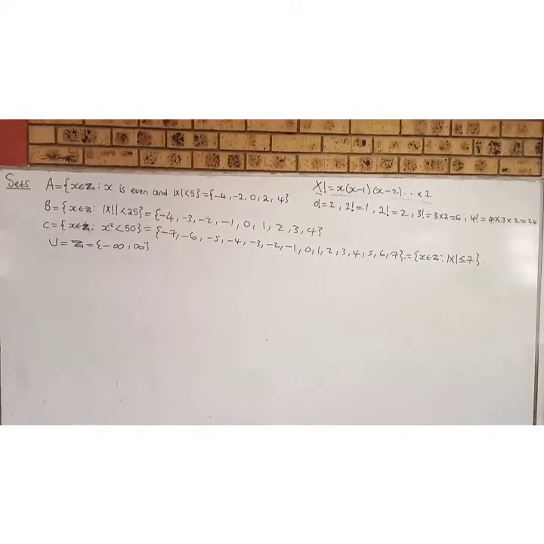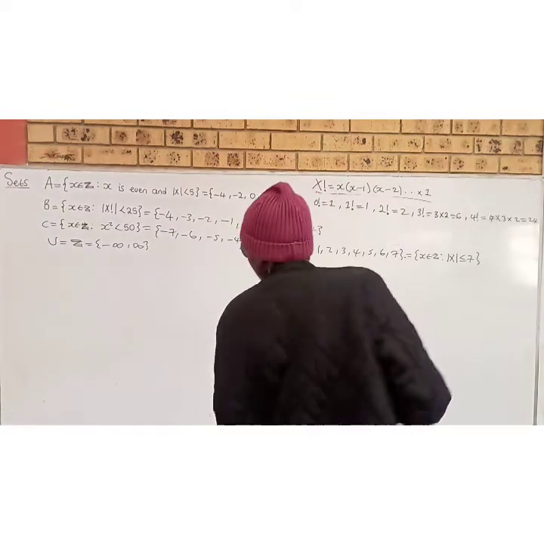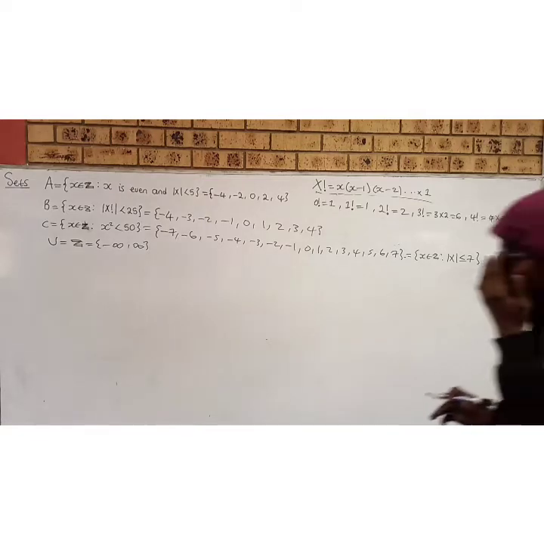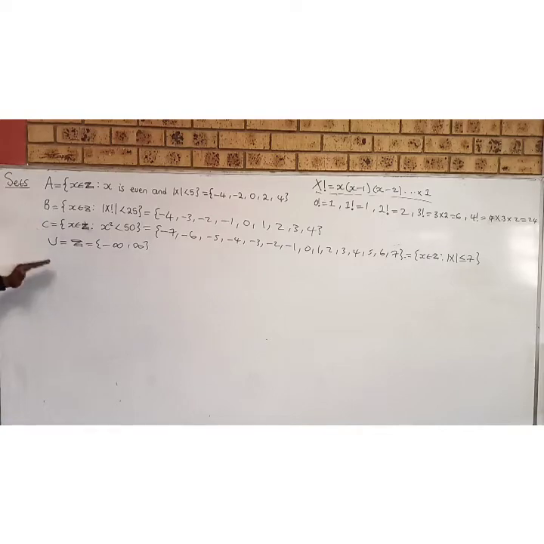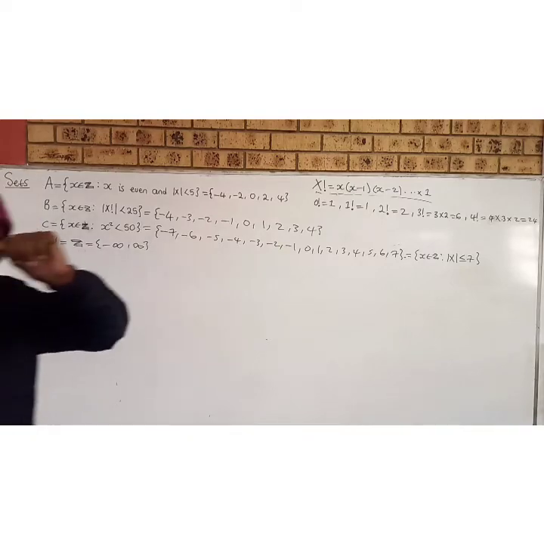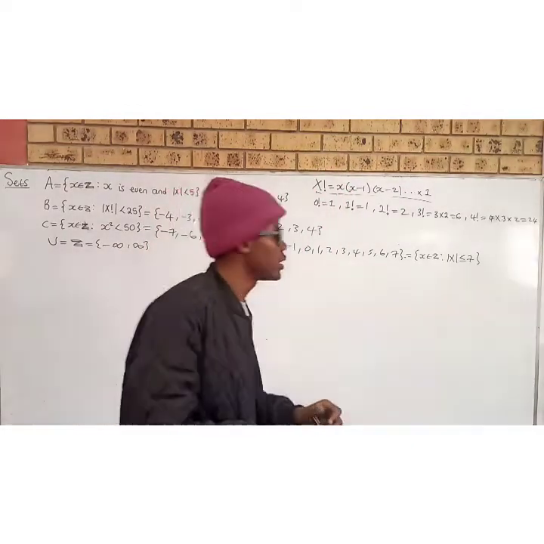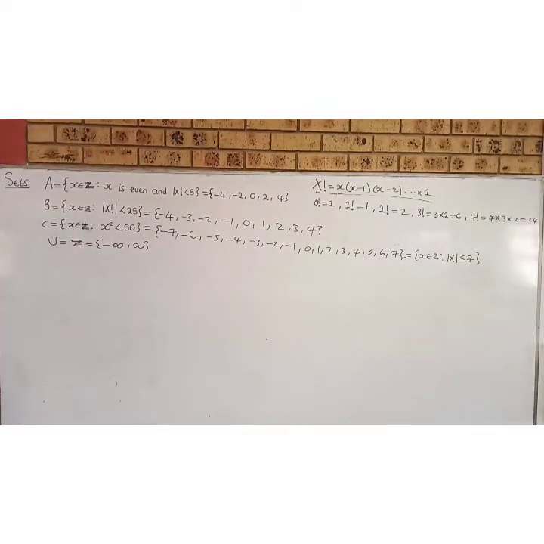Hello everyone, and we're continuing with sets. So consider this exercise that we're about to do here. I just want to share with you what I understand about the intersection, the union, and those basic concepts regarding sets. So we're given here three sets, and the universal set is the set of integers, which is Z. It ranges from negative infinity to positive infinity. It is the set of all negative integers and positive integers, including zero.